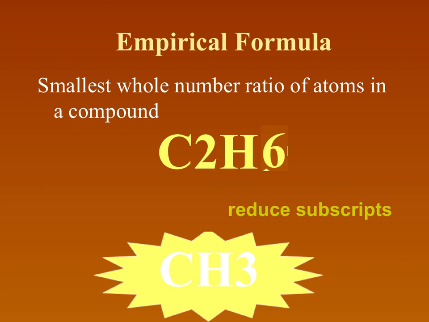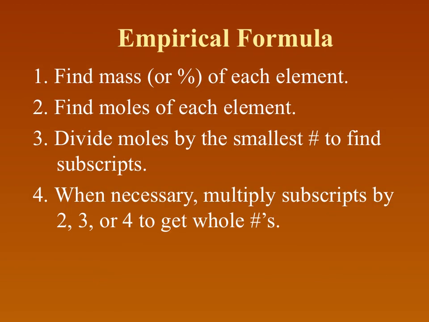So notice here we have 2 carbon and 6 hydrogen. We would always reduce this down to CH3 because 2 goes into both 2 and 6, and we would reduce it down. Well, that is the empirical formula. It is just a reduced subscript. It's the lowest number ratio of atoms. There are certain rules that apply to finding the empirical formula.